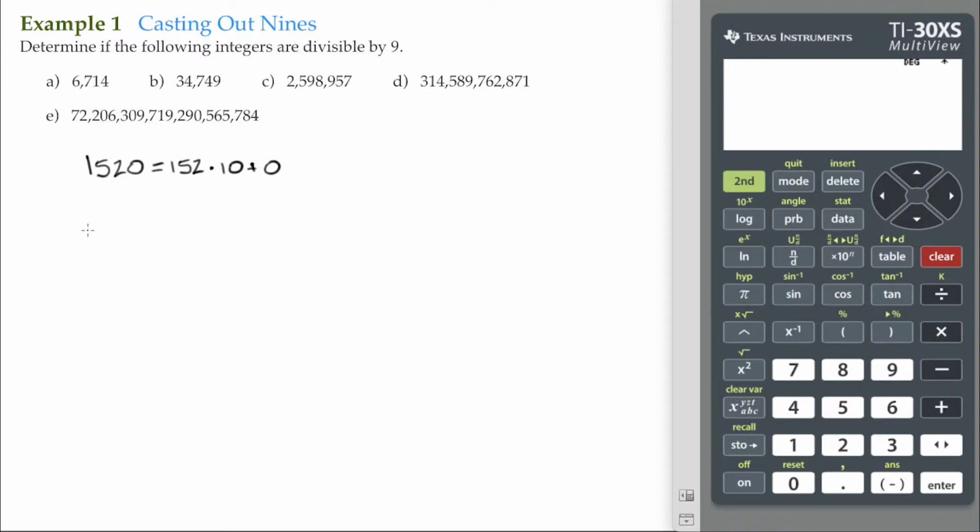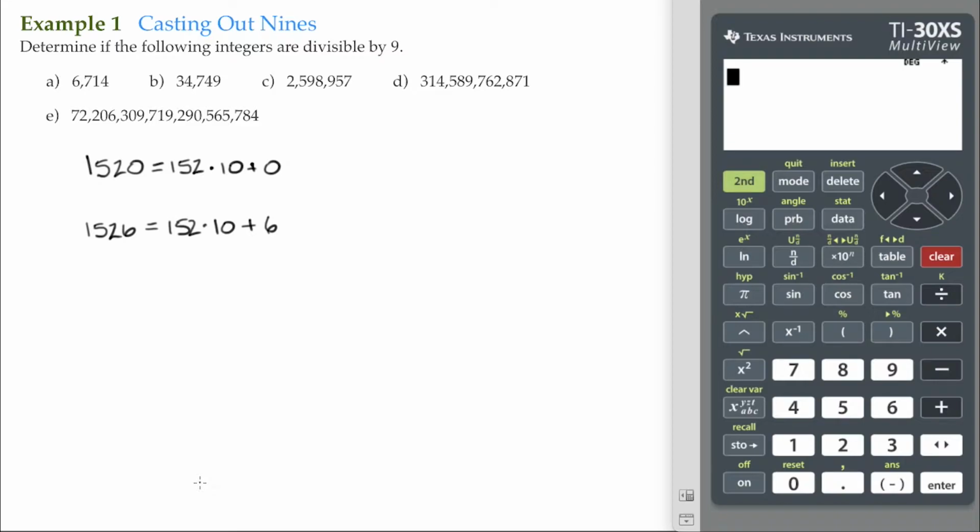But suppose this was 1,526. We'd still have the same quotient of 152 with our modulus of 10, but this time we'd have a remainder of 6. So with this understanding, any integer that is divided by 10 will always have a remainder that's equal to its last digit.